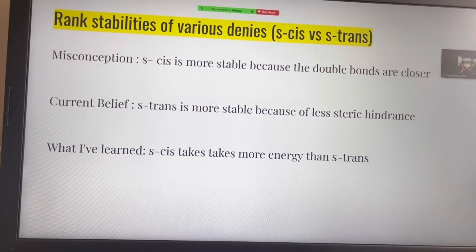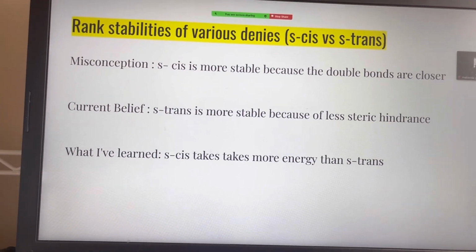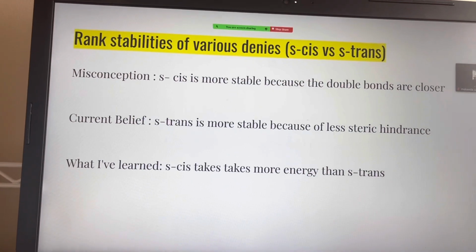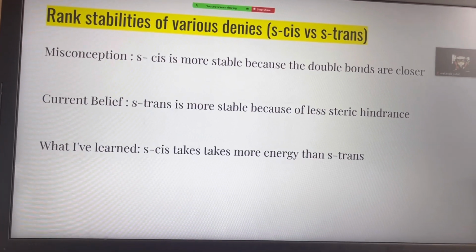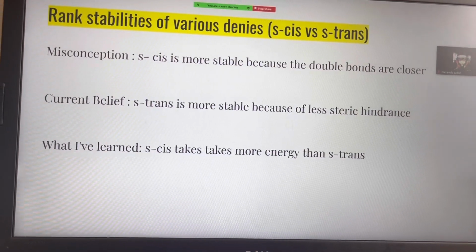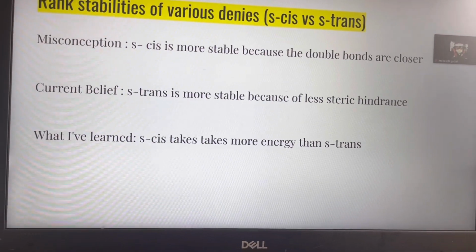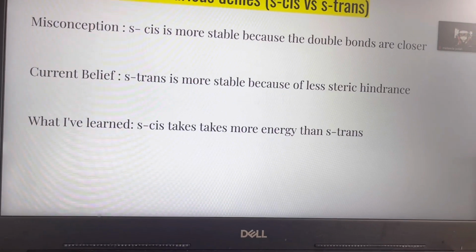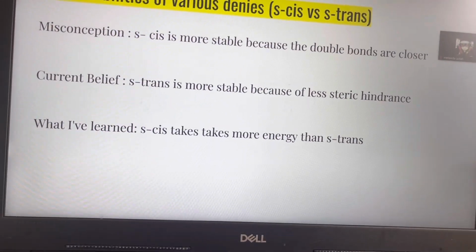So rank the stabilities of various dienes, cis versus trans. The misconception is S-cis is more stable because the double bonds are closer. The current belief is S-trans is more stable because of less steric hindrance. What I learned is S-cis takes more energy than S-trans.